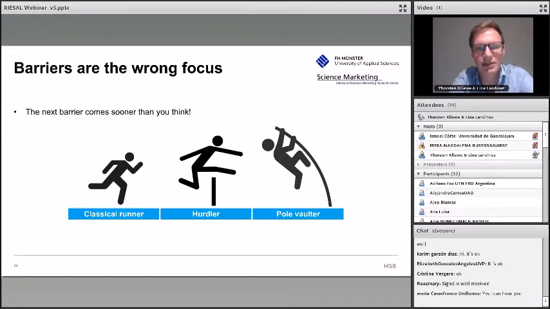These barriers can still exist to a certain degree, like for the hurdler, but we need to make sure that we have drivers in place, so that our academics are willing to jump over these barriers and face bureaucracy, because there is something bigger which they get out of University Business Cooperation. In the end, if you take the classical runner starting a race of 100 meters, why would you actually start the race if there is no driver? You might actually stay at the starting point and do something completely different.